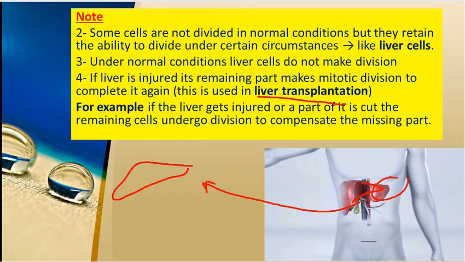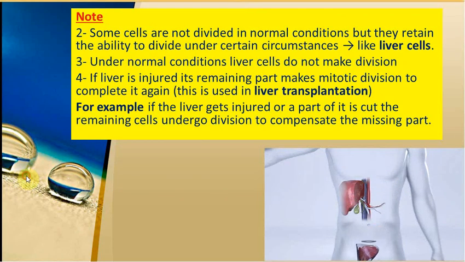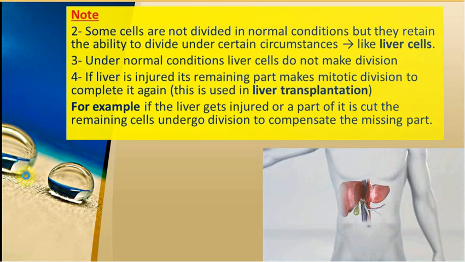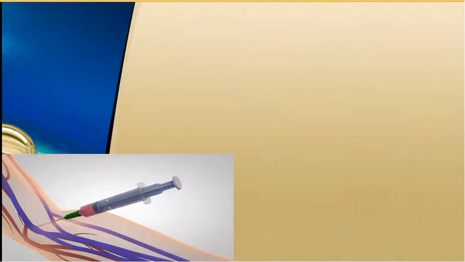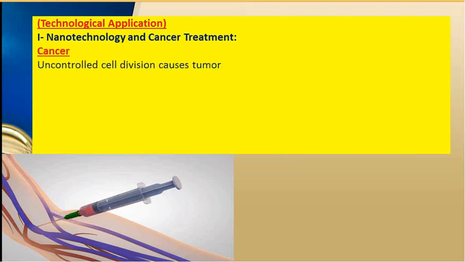Also, we have a very important thing to know, which is what's called nanotechnology. Nanotechnology is used in cancer treatment. First of all, what's the meaning of cancer? Cancer is uncontrolled cell division that causes a tumor, which means that cell division happens without control, the brain doesn't know anything about it, and then it will grow in a non-uniform way to form a tumor.